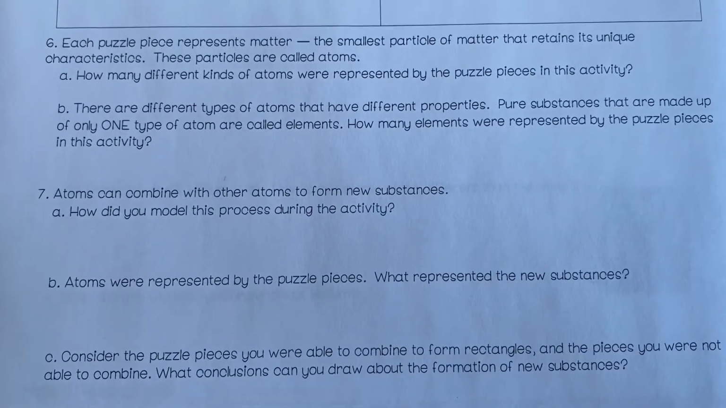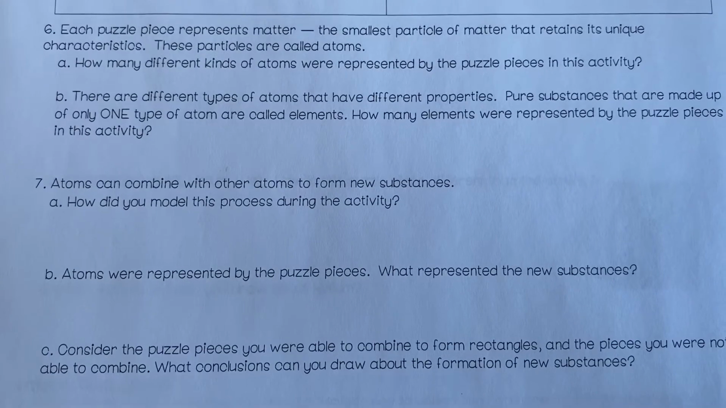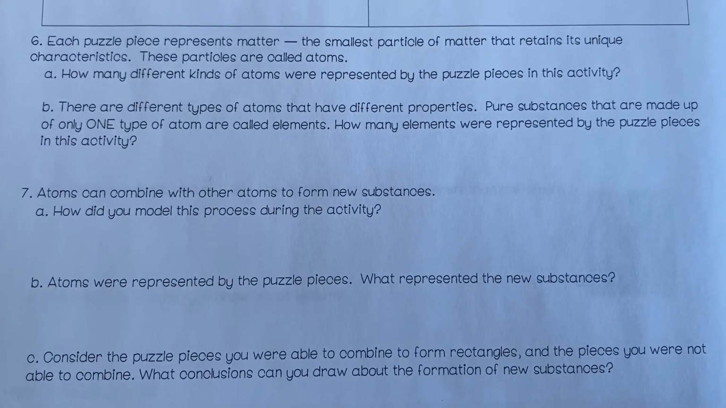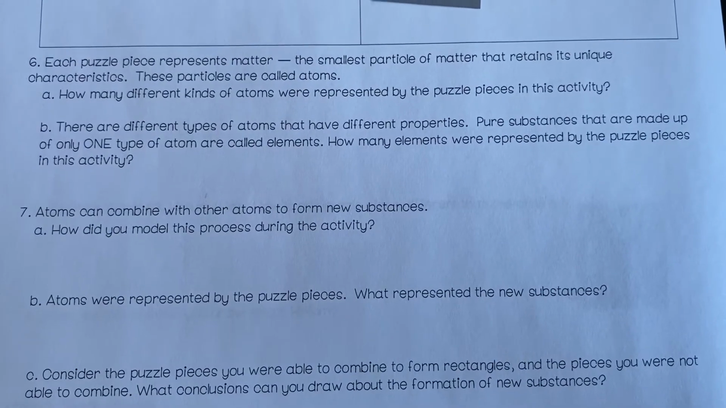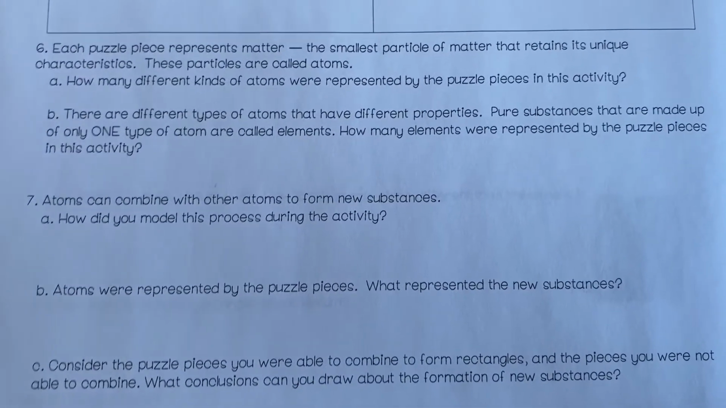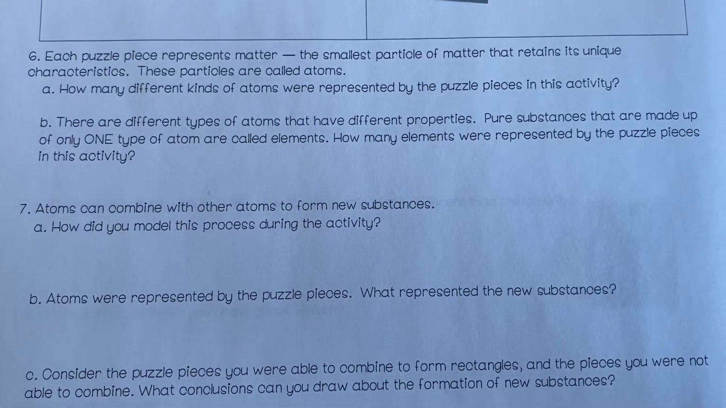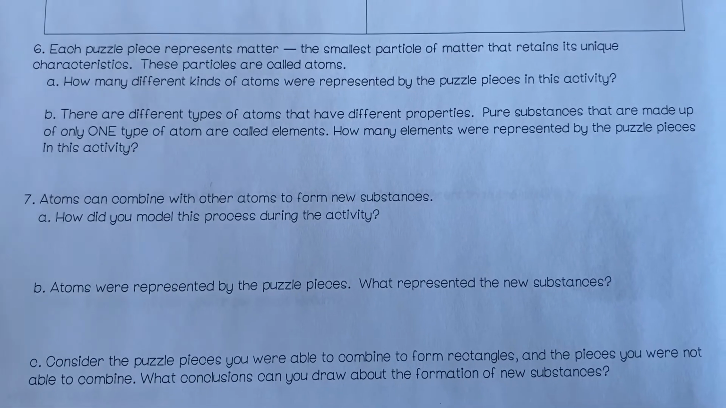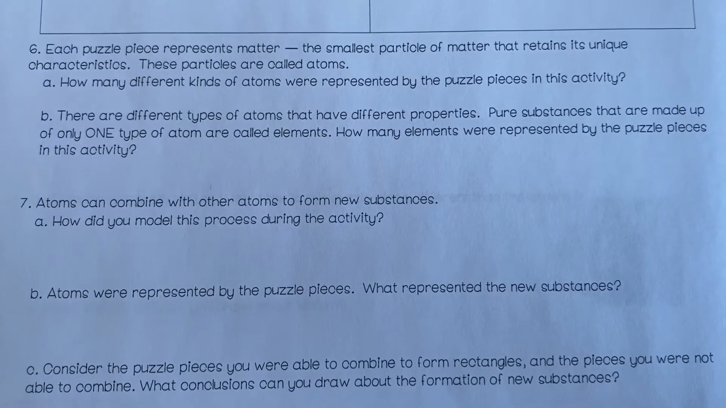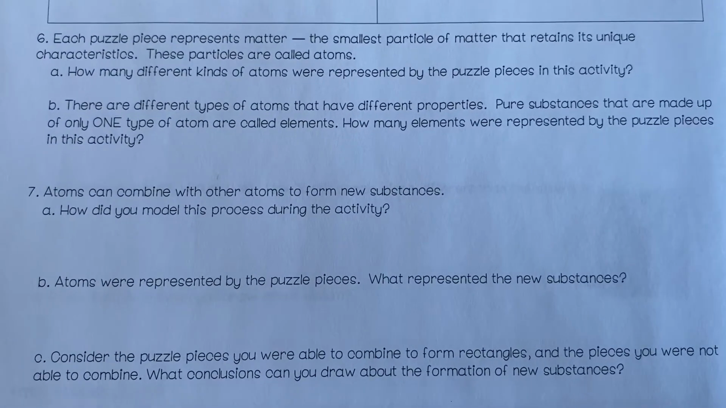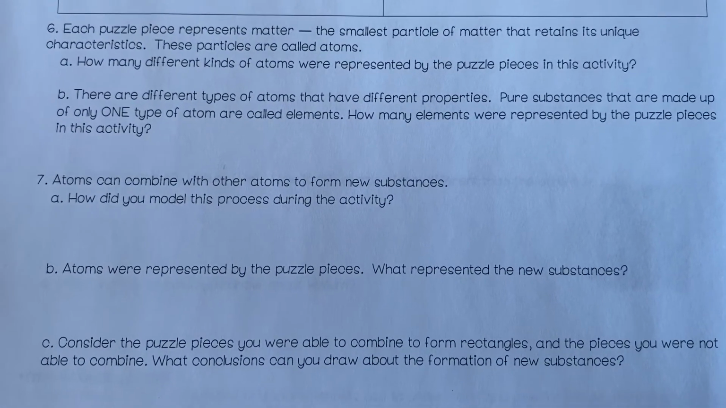And then you just walk them through this thinking that there's different types of atoms with different types of properties, that pure substances are made up of only one type of atom, and these are called elements. So then they can go back and look at, well, how many elements were represented by the puzzle pieces in this activity? This would be a time where you could potentially introduce the periodic table.